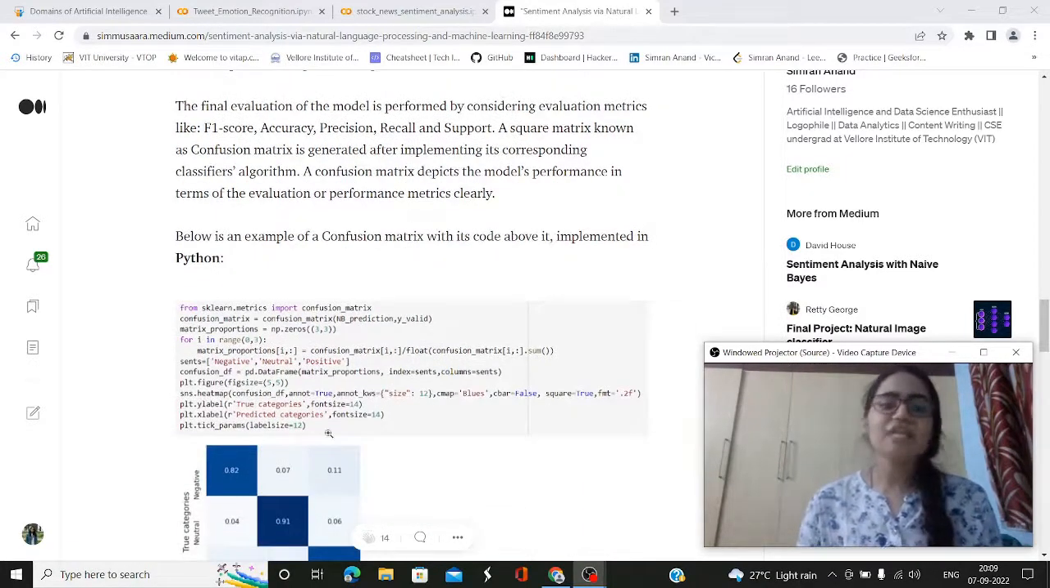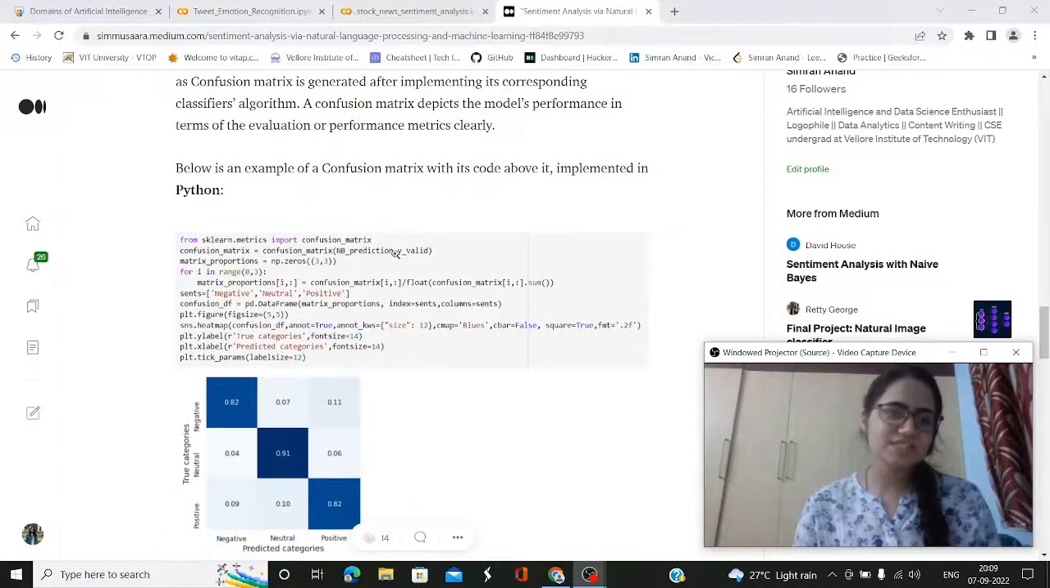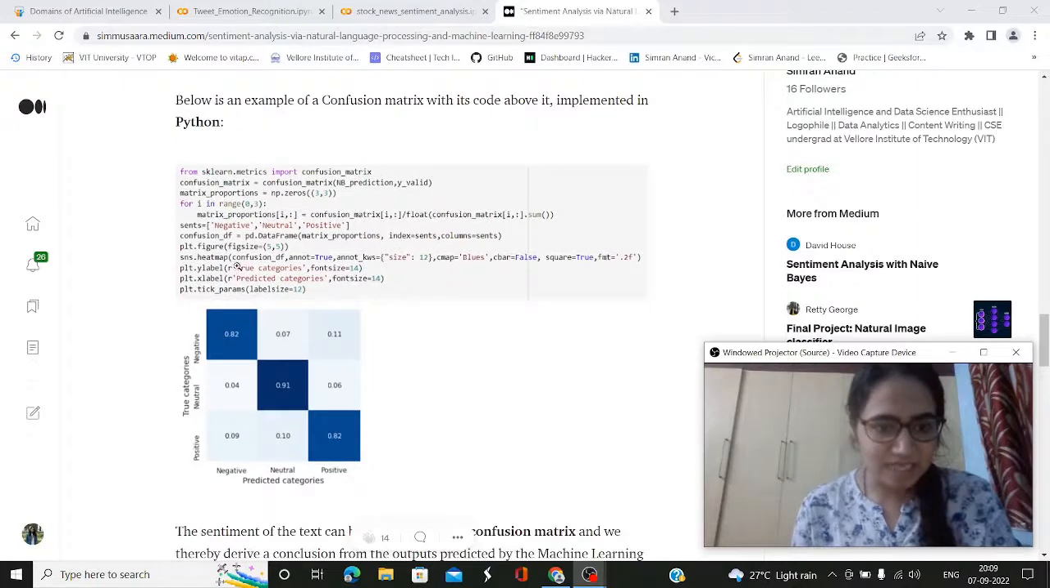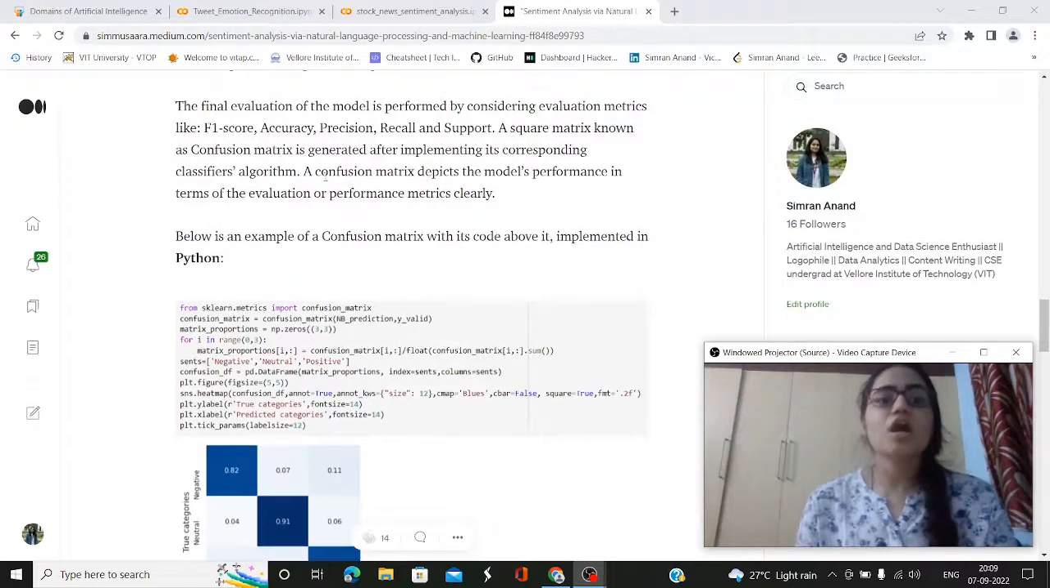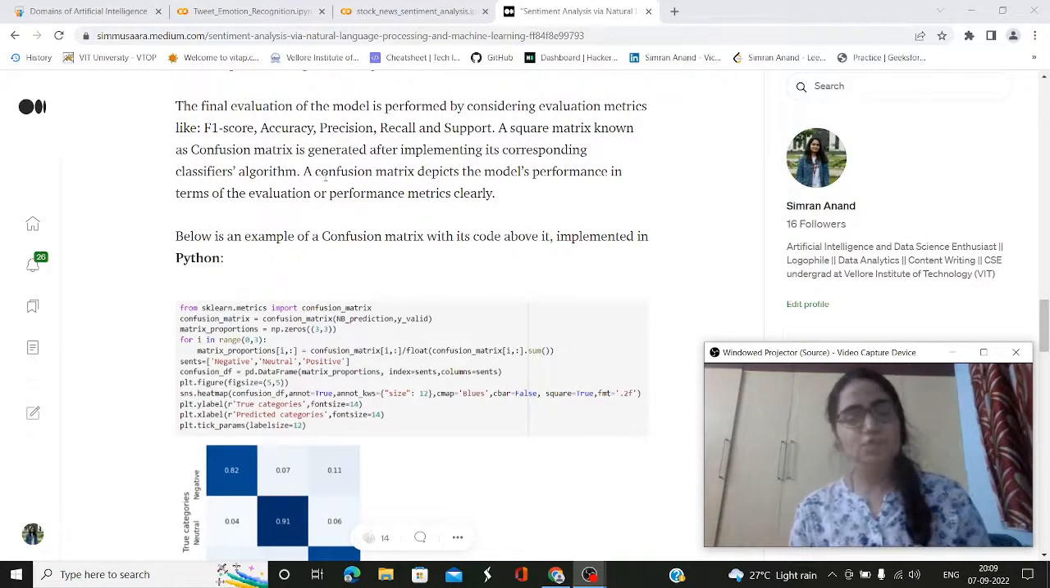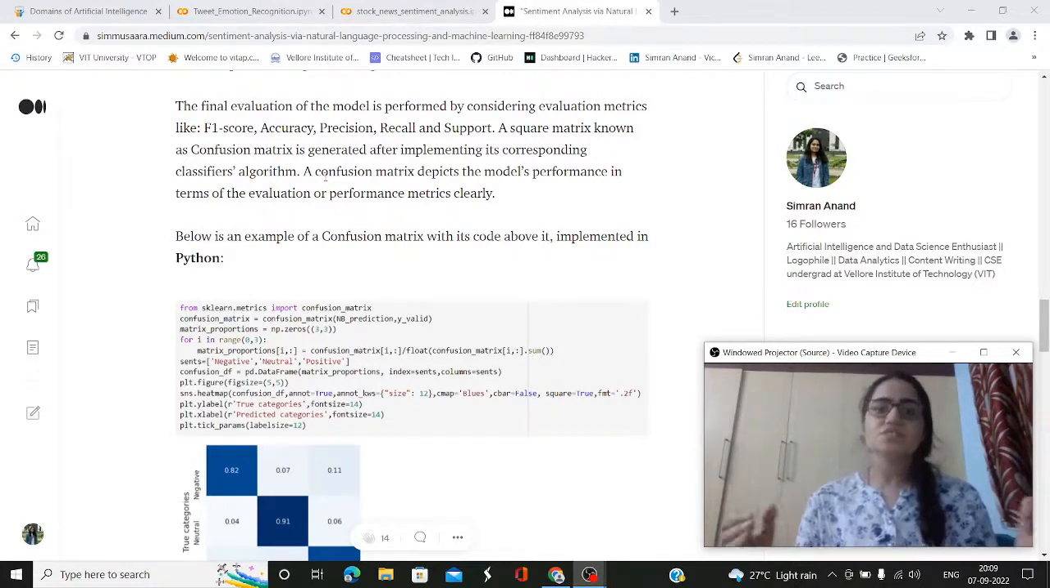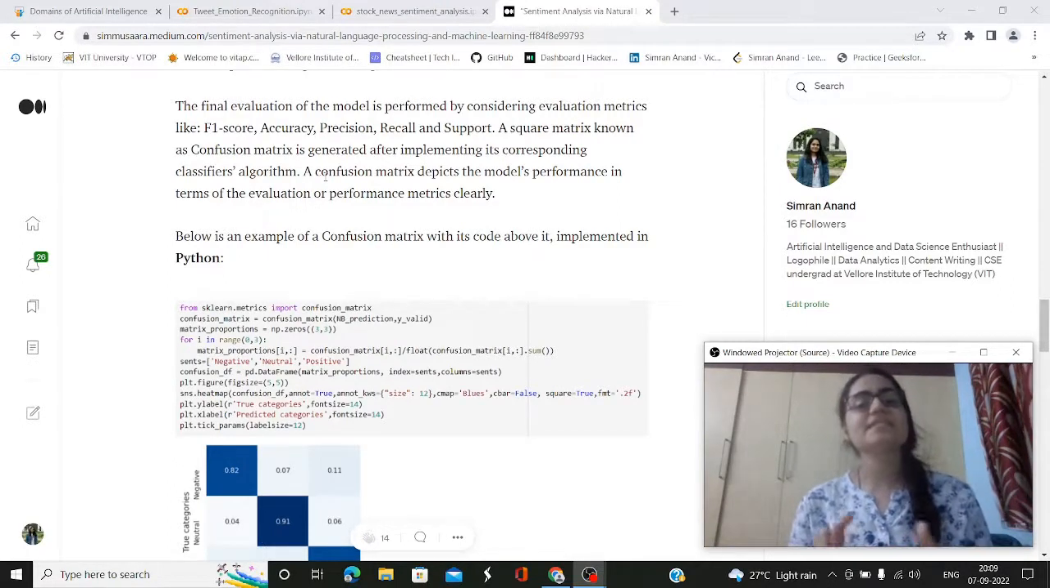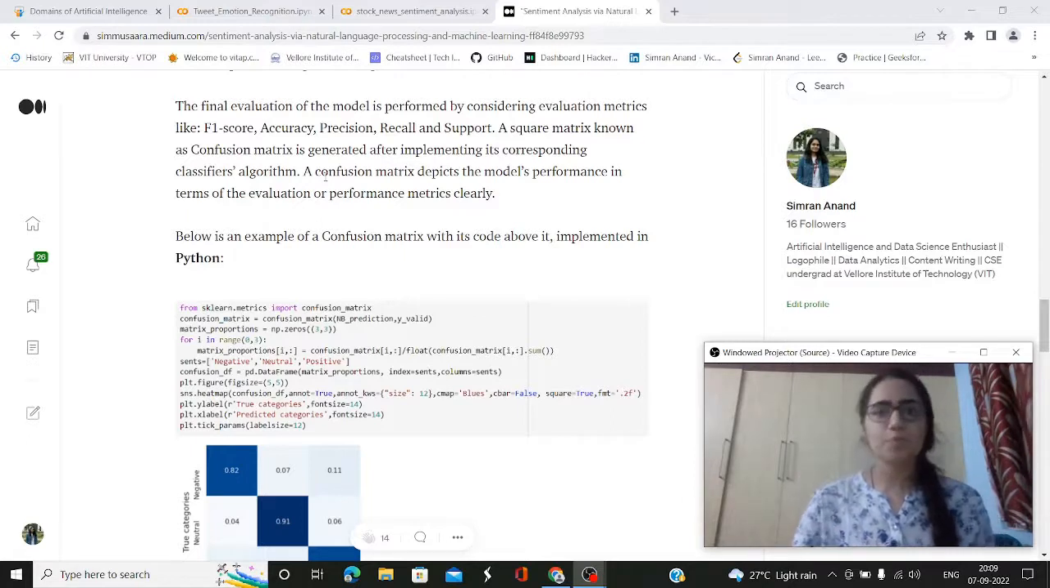So the final evaluation, after I come to the evaluation stage, this is a small snapshot of the sentiment analysis I have attached here. Over here, you can see this box is called the confusion matrix. Basically, the final evaluation of the model is done using metrics which are F1 score, support, recall, accuracy, and precision. So accuracy is the most important here. As you can see, accuracy should be high for a model. We say that a model is accurate when it is giving us the correct expected output or result.